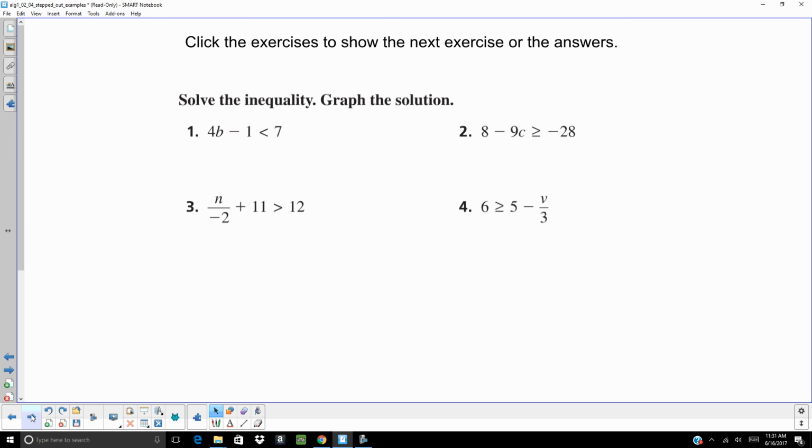All right, and as always, if this is going fast, you can always pause. And right now, I would suggest you pause, try these 4 questions on your own, and then hit the pause button to check your answers.